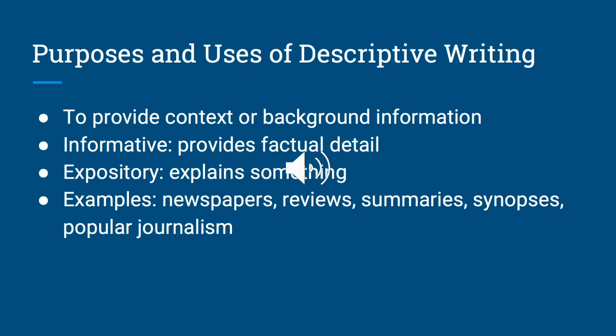So it explains something. Some examples of descriptive writing include newspapers, reviews, summaries, like the one we just read on Parasite, synopses, and popular journalism as well. So in each of these forms, the primary objective is to either explain or inform the audience about something specifically, rather than to go into further analytical depth.